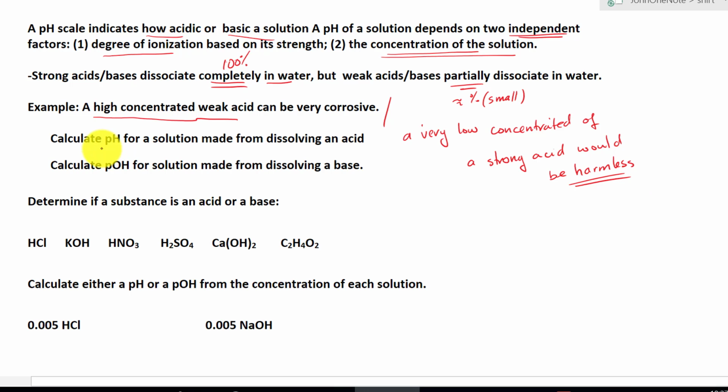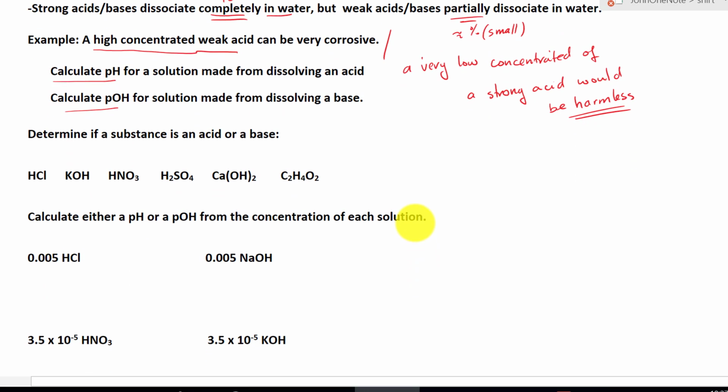And again, just a review: calculate pH for a solution made from dissolving an acid, and calculate pOH for a solution made from dissolving a base. We're going to look at that example in a few minutes. The first task is to determine if a substance is an acid or base. Remember, an acid would produce an H+, while a base would produce OH-. So these are the two things that we're looking for.